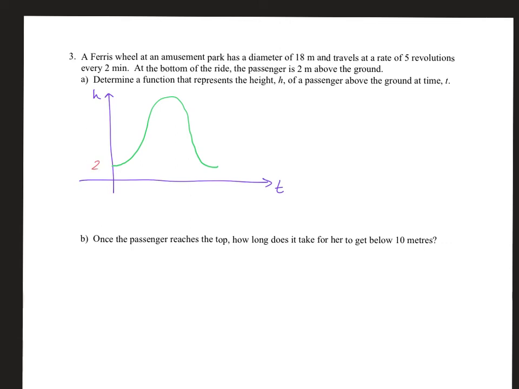If we were to label our key things, at the bottom of the ride, the passenger is 2 meters above the ground. The diameter of the wheel is 18. So if I go up another 18, that's going to get me to my top. So that makes my top at 20 meters. And my period, well, this one gives me a little bit of work. It tells me that I do 5 revolutions every 2 minutes.